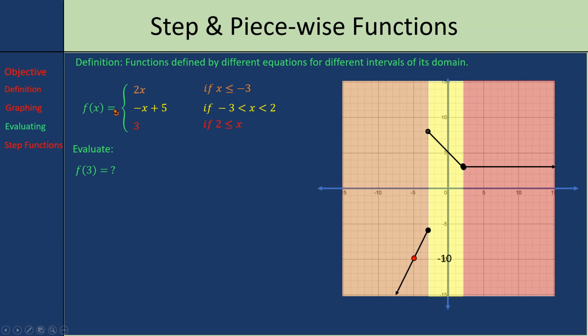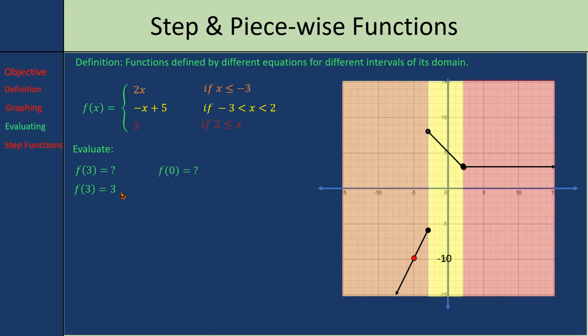You can do that by looking at the function. So f of 3, when x is 3, here you can't use this, right? Because here it says x is less than negative 3, but you have 3, so it's not less than negative 3. 3 is not between negative 3 and 2, so you can't use that, but you have to use this one. So think about x is 3, you have to use the red one because x is larger than 2, so it has to be equal to 3. So f of 3 is equal to 3. Let's do another.